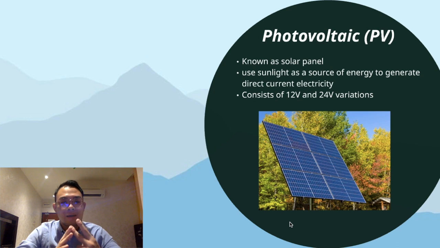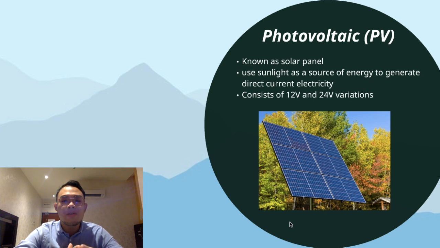Mostly in the market, there are two variations of the solar panel you can find. The first one is the 12 volt variation, which gives a 12 volt DC current. And the second is the 24 volt DC variation. So we need to properly choose between these two variations. And why do you need to choose properly? Because it's going to affect how you design your system.